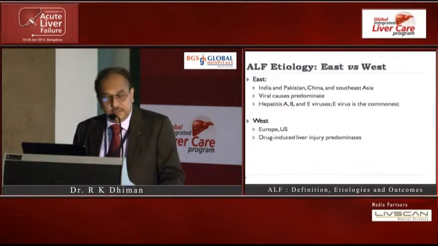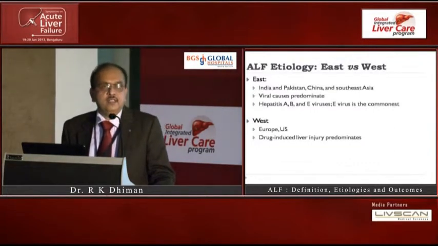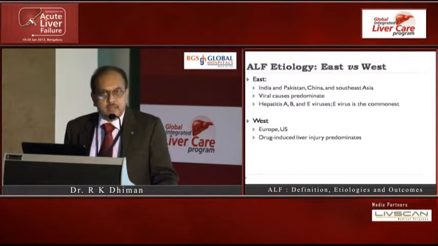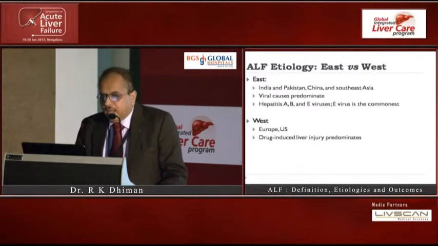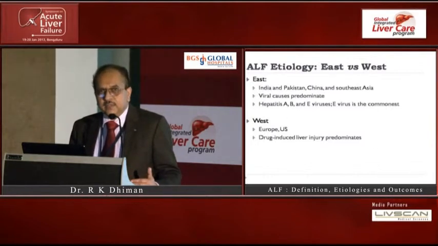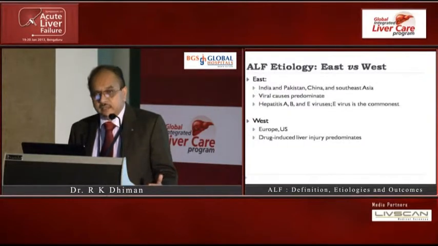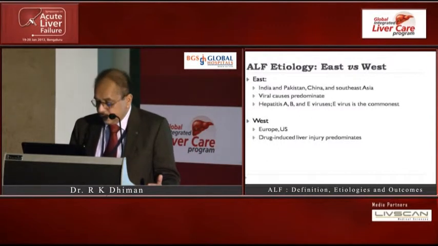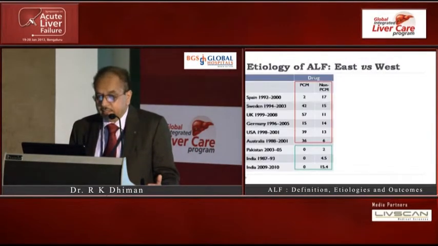Coming to the second topic, etiology, East versus West. I think that is the first question that comes to our mind. What is the etiology in the Indian subcontinent and what is the etiology in the European countries? I think in our setup, it is viral hepatitis that predominates, while in the European or Western countries, it is drug-induced liver injury that predominates. And in viral hepatitis, it is hepatitis A, B, and E. E virus is the commonest so far. I'll just come to those details. Here you will see the East versus West.